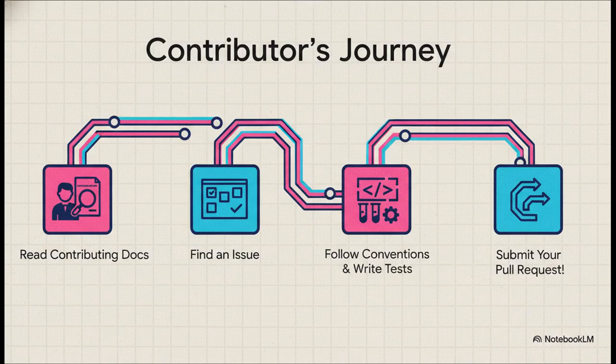So here's your checklist to get started. Before you touch a single line of code, go read the contributing.md file. Seriously, it's the rulebook. After that, grab the issues, find a bug to squash or a feature to build, follow the rules, make sure your tests pass, and you'll be on your way to getting your first PR merged.